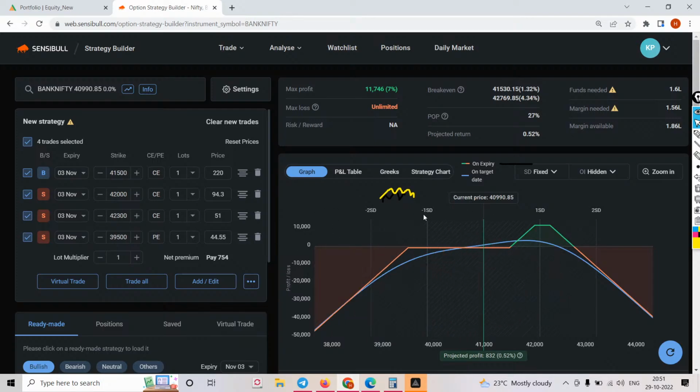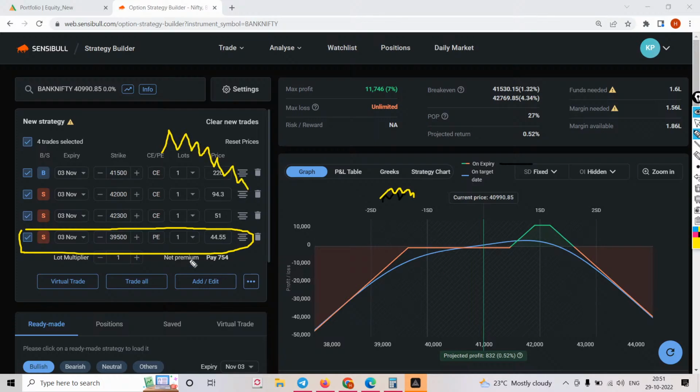But based on your view, sideways to bearish will not work. But if someone has the view of sideways to mild bullish or super bullish, this is a very good adjustment. Which one? Selling the put, extra put. But if someone has the view of sideways to bearish, we should not be going for this thing.